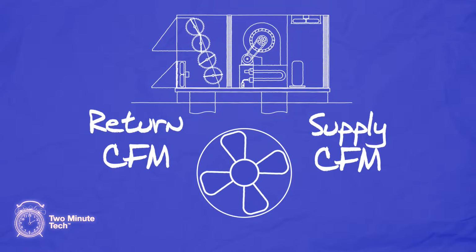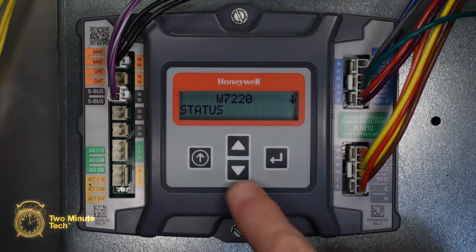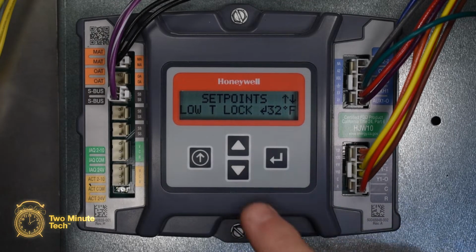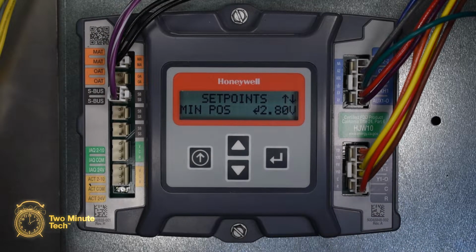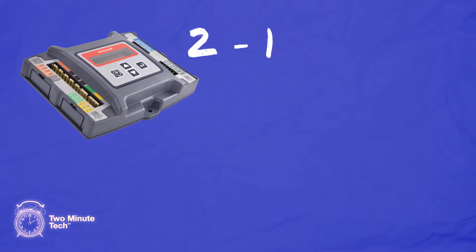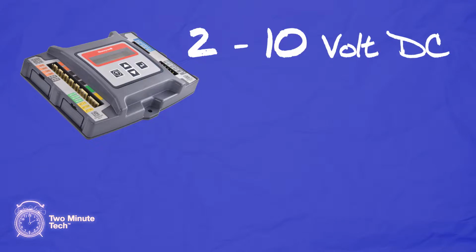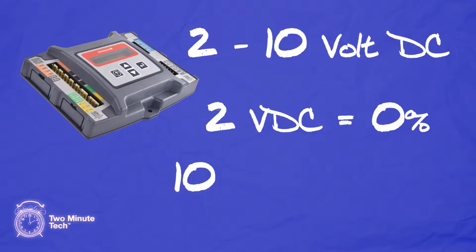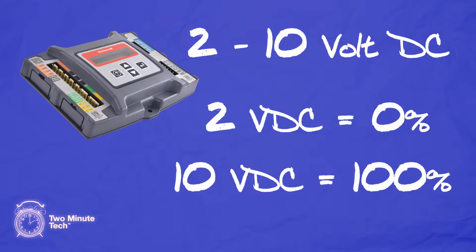On units with a single speed fan, there will be just one setting. Proceed to the Set Points menu and use the down arrow to get to minimum position. The minimum position is registered in DC volts. Honeywell uses a 2 to 10 volt DC signal to control the louver actuator. 2 volts is equal to 0% louver opening, and 10 volts is equal to 100% louver opening.